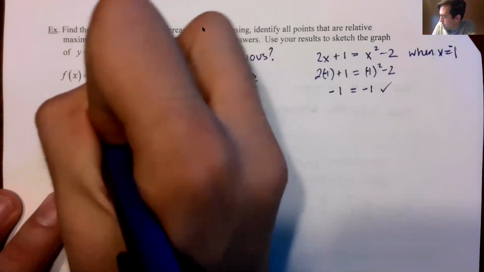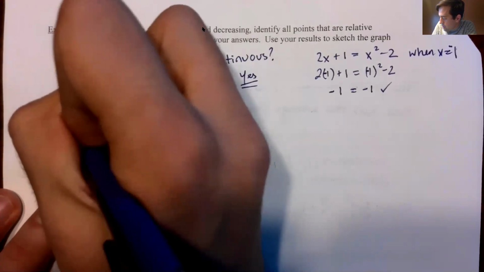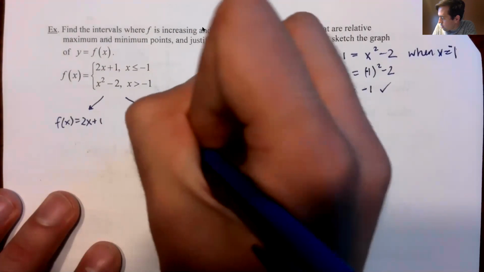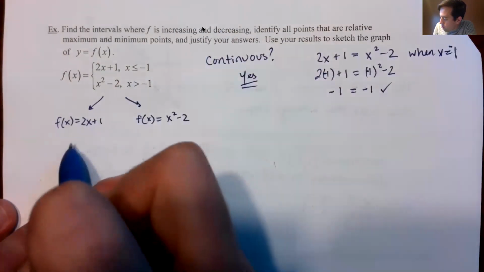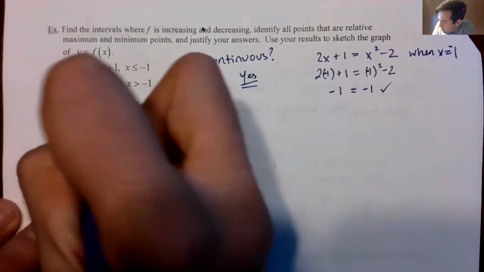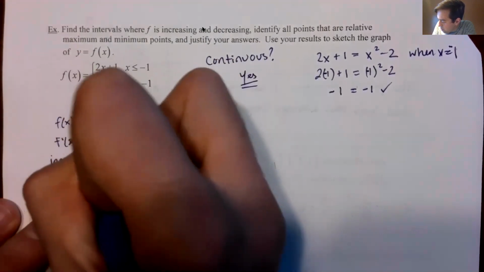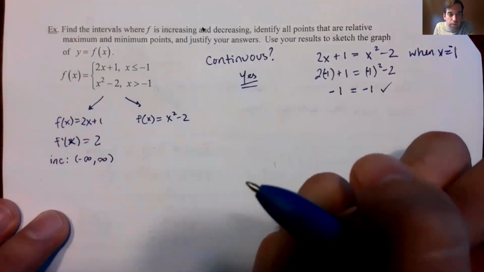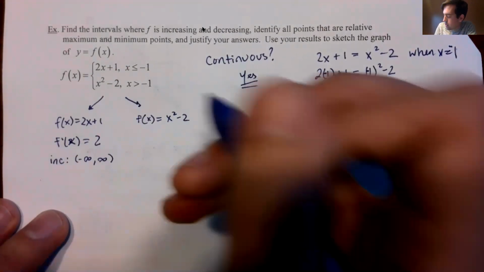So this really has kind of two pieces here. We're going to talk about f of x equals 2x plus 1 on this side, and f of x equals x squared minus 2 on this side. So over here, if we take the first derivative, we get 2. So that is definitely increasing from negative infinity to infinity because the slope is always 2. Slope's always positive, so the original function's increasing.